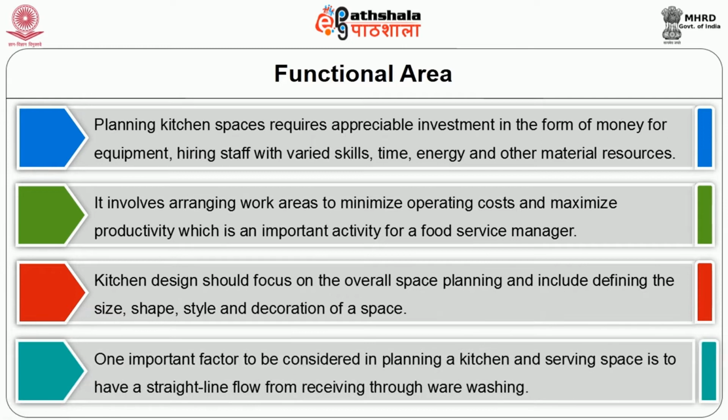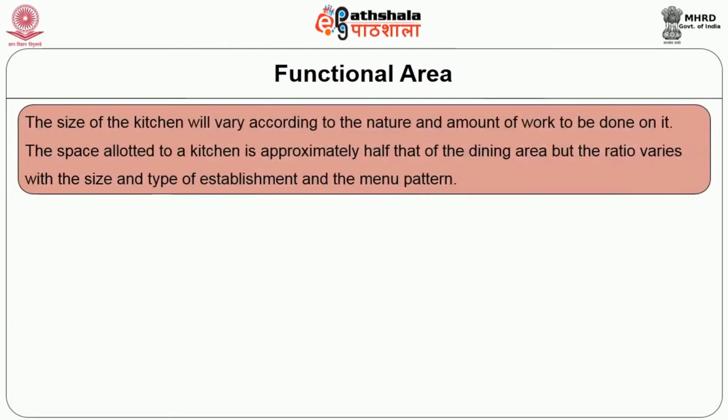One important factor to be considered in planning a kitchen and serving space is to have a straight line flow from receiving through ware washing. Based on the food service and the total space available, the size and type of kitchens may be planned. The size of the kitchen will vary according to the nature and amount of work to be done on it. The space allotted to a kitchen is approximately half that of the dining area, but the ratio varies with the size and type of establishment and the menu pattern.